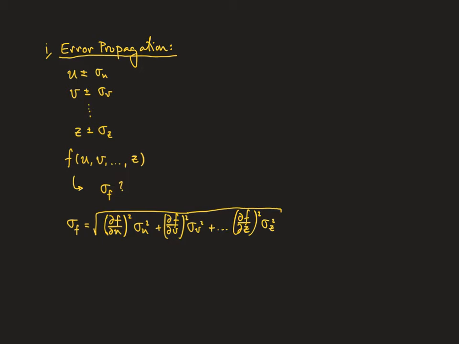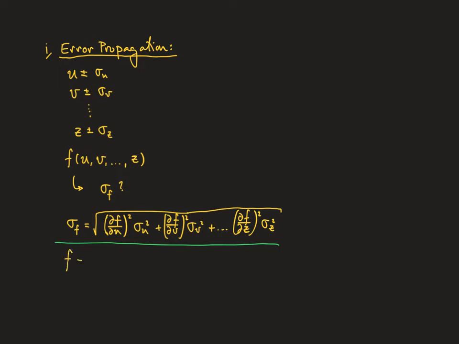Okay, so let's do an example. Suppose that we've got a sphere. We know its radius with some uncertainty. We know its mass with some uncertainty. And we want to calculate what the density of that sphere is. So, all right, so our function then is a function of the mass and the radius.